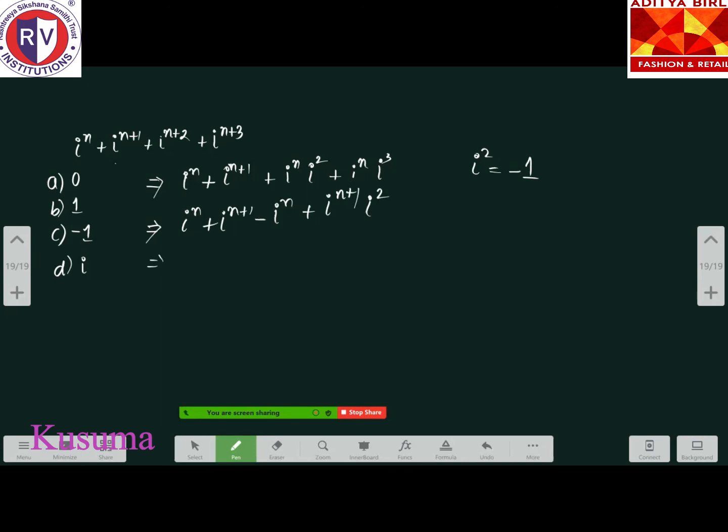Minus 1. So this will further become i to the power of n plus i to the power of n plus 1 minus i to the power of n minus i to the power of n plus 1. Right? Because i square is equal to minus 1. This i to the power of n will cancel out with this minus i to the power of n. This i to the power of n plus 1 will cancel out with this minus i to the power of n plus 1. So what is left out? 0. So 0 is the answer.